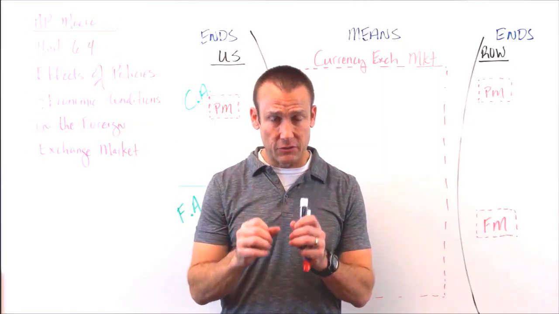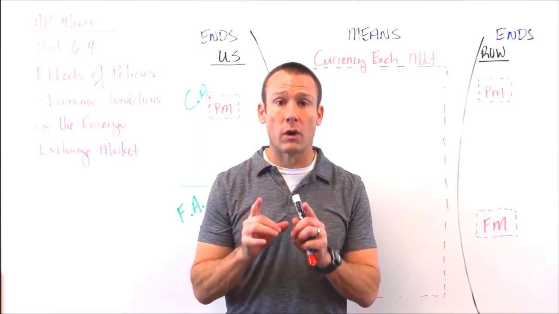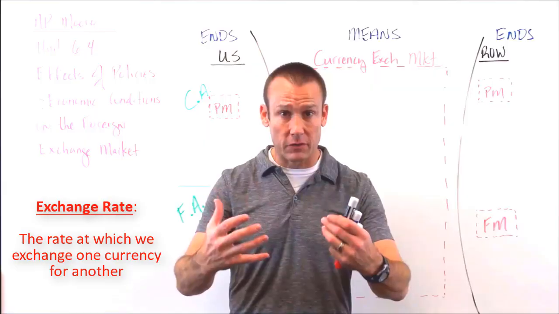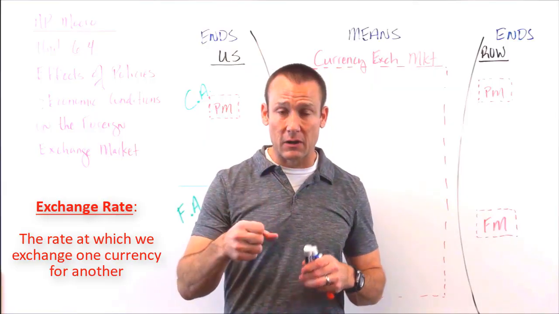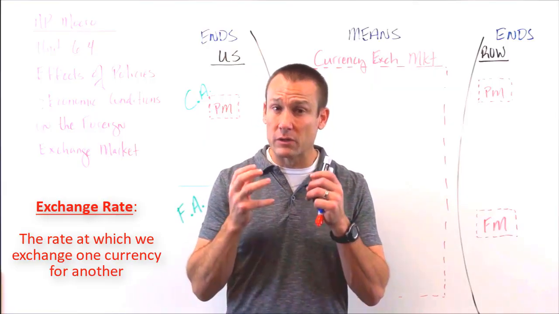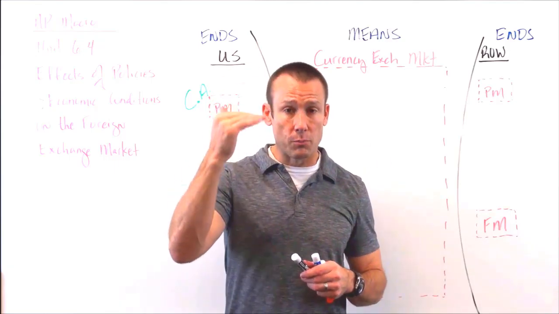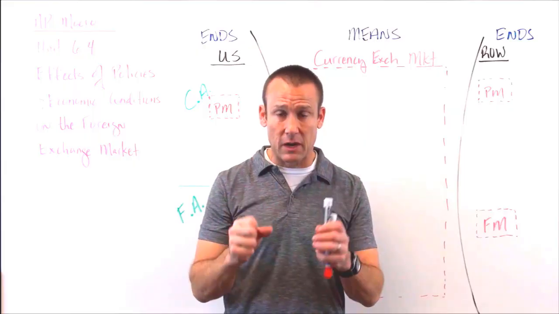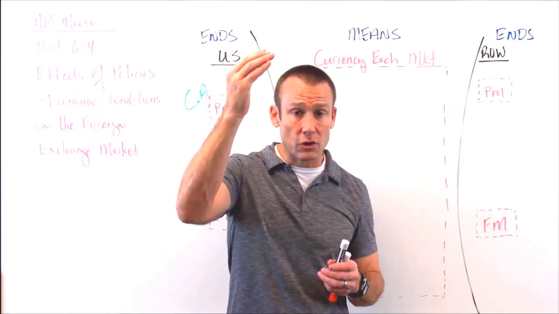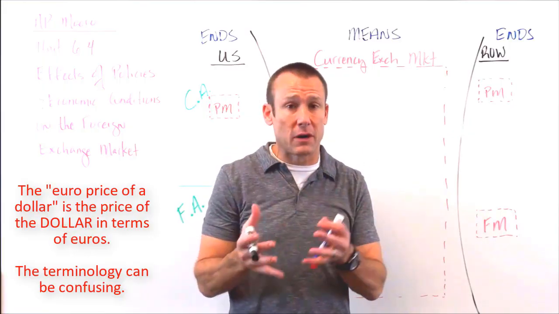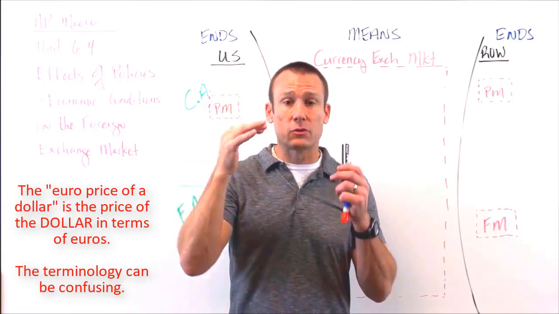Now, what's an exchange rate? It's the rate at which we exchange one currency for another one. I like to call exchange rates the international price of a currency. Like we could talk about the price of a dollar. Now, when we talk about the price of a dollar, we're going to talk about it in terms of other currencies. So you'll hear the phrase, the euro price of a dollar. Again, I'm talking about the price of a dollar, but now I'm talking about how many euros you need to get $1. Or we could talk, of course, about the yen price of a dollar.